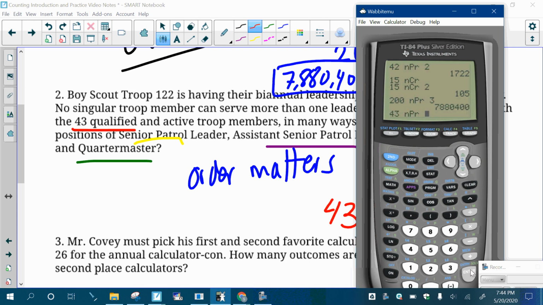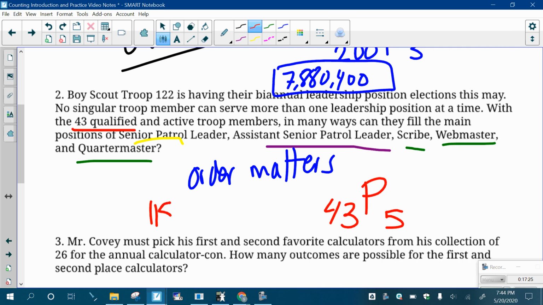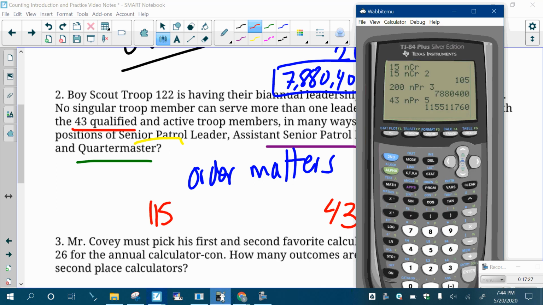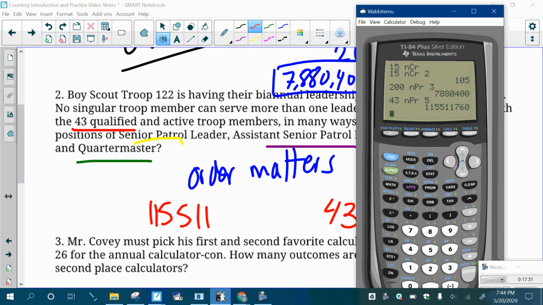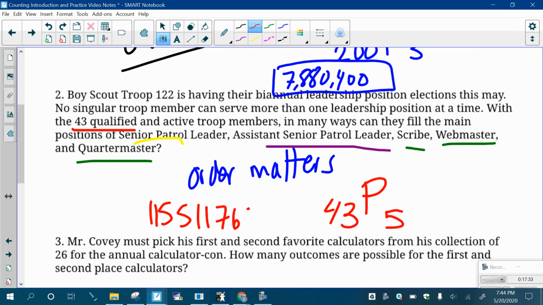43 nPr 5. That's a lot of possibilities. 115 million, 511,760 possibilities. It's kind of like my bank account. That's a lot of possibilities. And why are there so many possibilities? Because there are all these different positions that you're filling, and anytime you switch one of them, it would change everything.